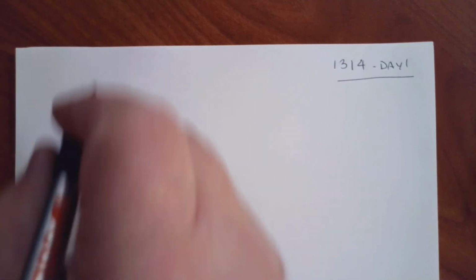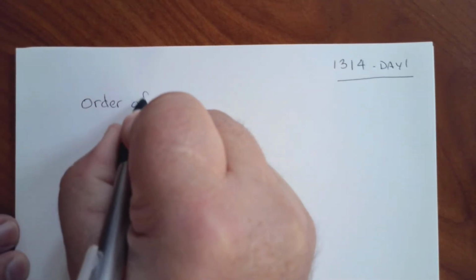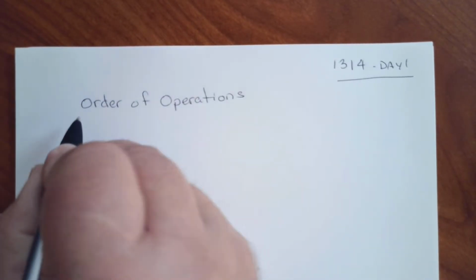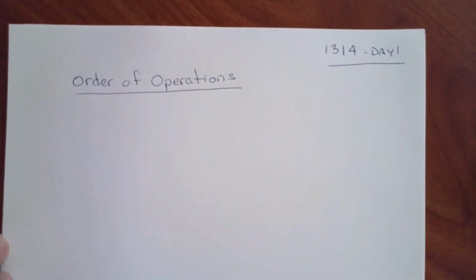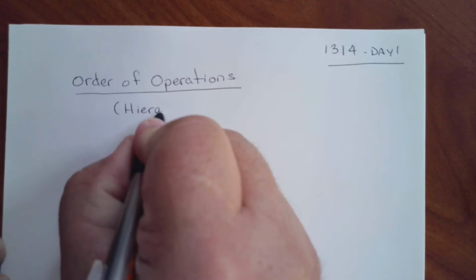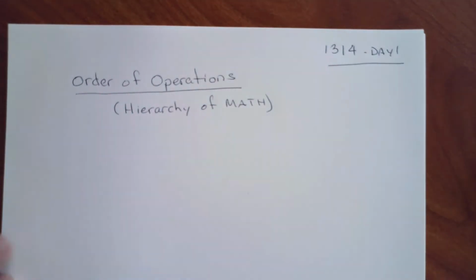Let's get going. Two things I want to talk about first. The order of operations. The order of operations is just that. It used to be called the hierarchy of math. The hierarchy is just another way of saying levels, ranking. King, queen, prince, princess, duke, duchess. That's the hierarchy. President, vice president, speaker of the house.